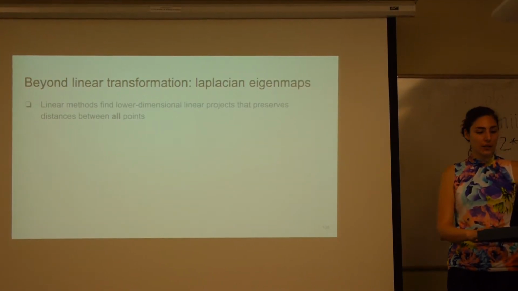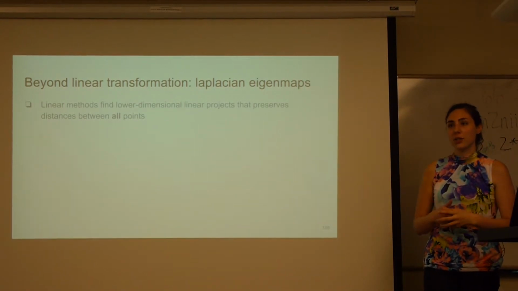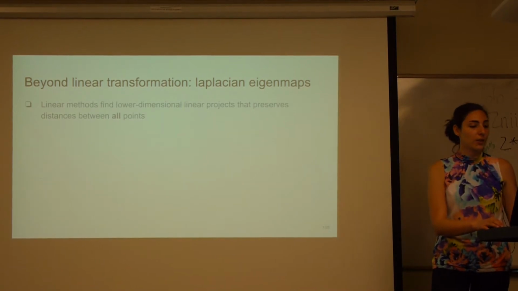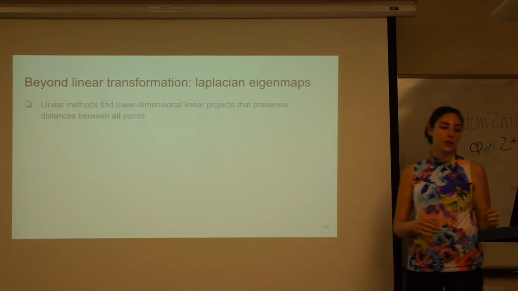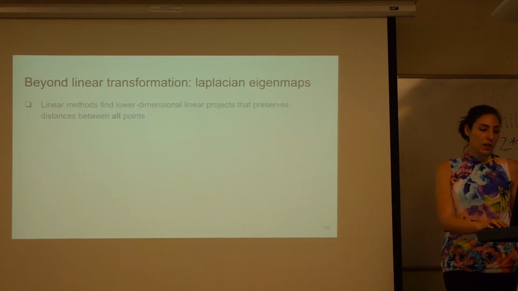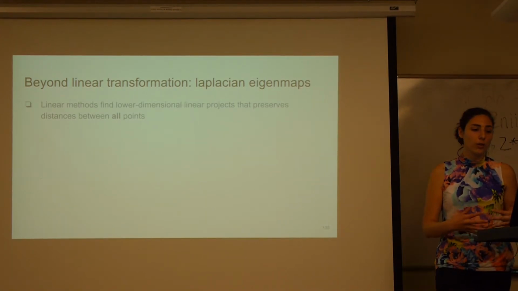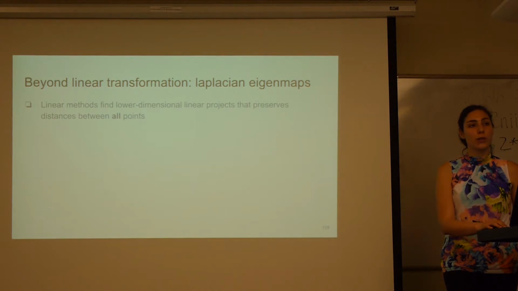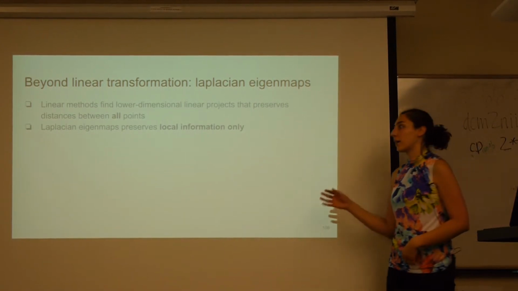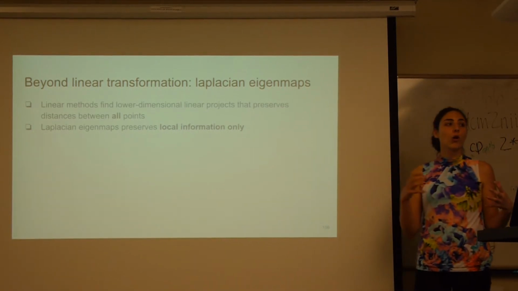And CCA finished up our linear dimensionality reduction part of the lecture. So now we go beyond linear transformations, and we're going to talk about Laplacian eigenmaps. Linear methods find lower dimensional linear projections that preserve the distance between all points in the data. While with Laplacian eigenmaps, the main idea is that they want to preserve local information.